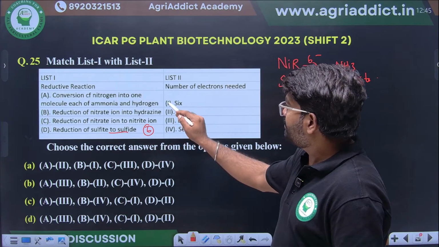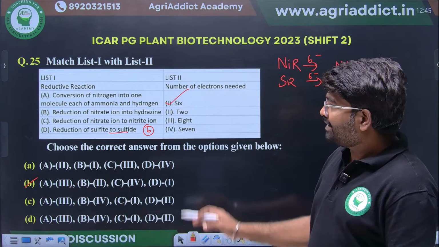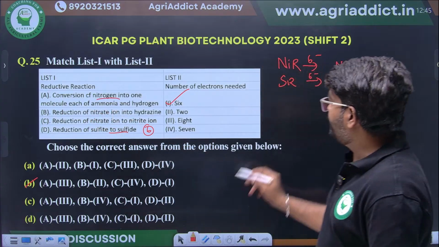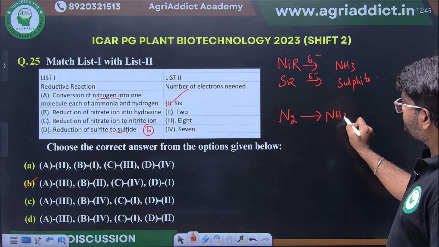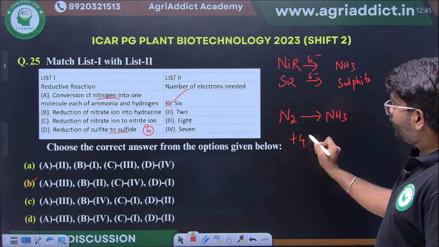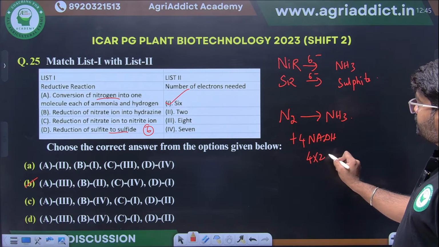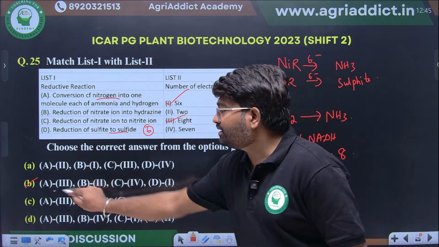So D will come in option 1. Where is it coming? D is coming in option 1. Okay, then another important thing: conversion of nitrogen into one molecule of ammonia. Here, 4 molecules of NADH will be utilized. So 4 into 2, 8 electrons will be utilized there.